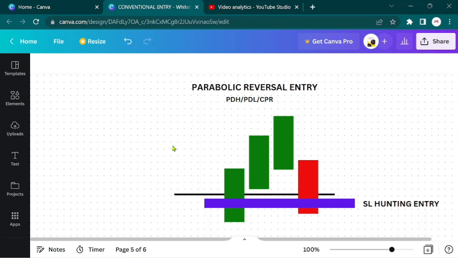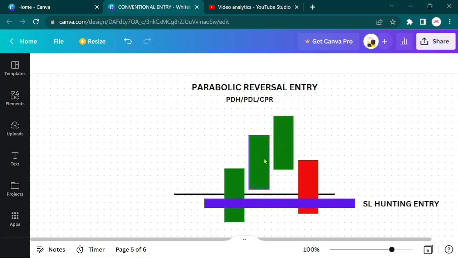Without knowing the logic, you can't understand this pattern. Actually, this black line should be considered as PDH or CPR. In this pattern, it is PDH or CPR. Candle will be strongly penetrating this line, and it will make a parabolical move. Parabolical move means it does not make any consolidation. It completely makes consecutive candles and goes high.